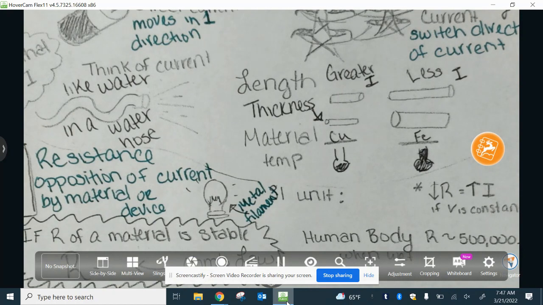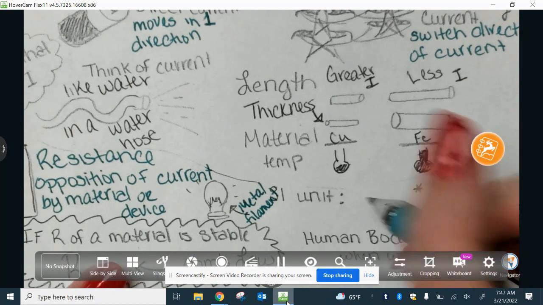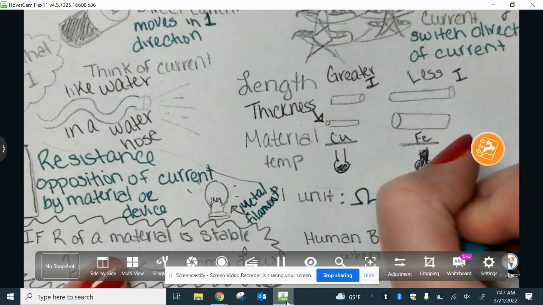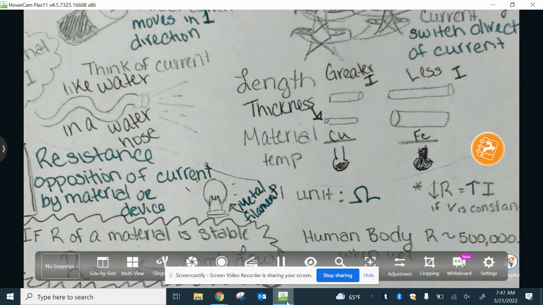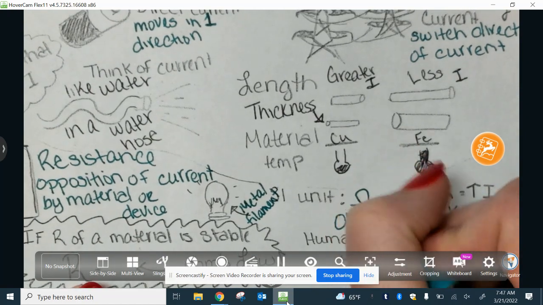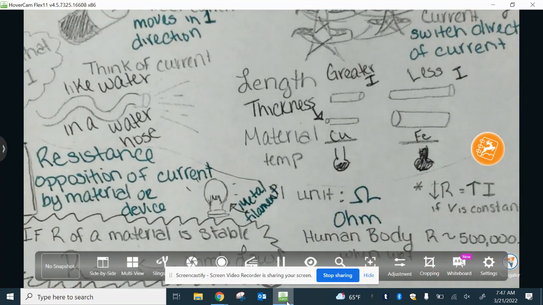All right, so my SI unit for resistance is the Greek symbol omega. And I'm not good at drawing it, I'm going to just be honest. Like a horseshoe with little feet. How's that? And we actually call it ohm. OHM is what it's called.